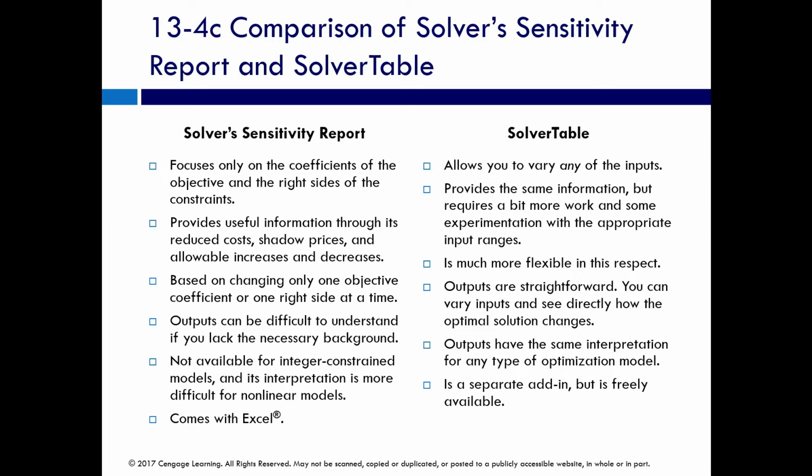Solver sensitivity focuses only on the coefficients of the objective and the right side of constraints. It provides useful information through its reduced costs, shadow prices, and allowable increases and decreases, based on changing only one objective coefficient at a time. The output can be difficult to understand if you lack the necessary background. It is not available for integer-constrained models, and the interpretation is different.